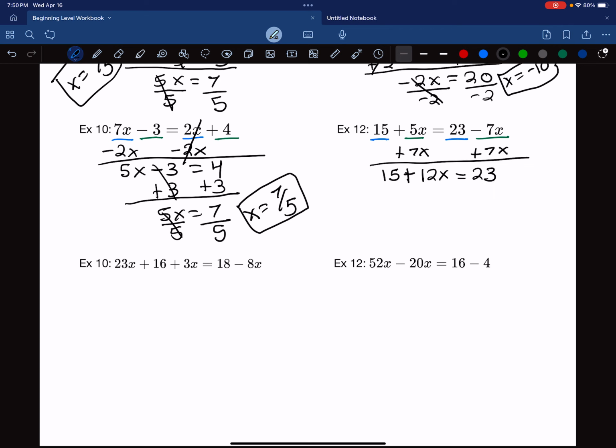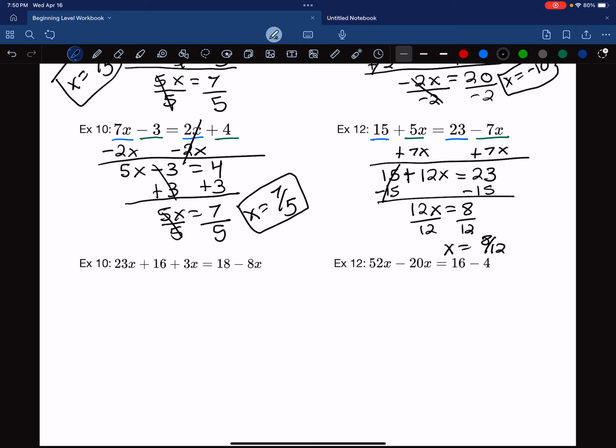And then from here, we're just going to solve for x like usual. So we're going to subtract 15 on both sides. These 15's cancel. And then we get 12x equals, and then 23 minus 15 is 8. Divide by 12. And then we get x equals 8 over 12.